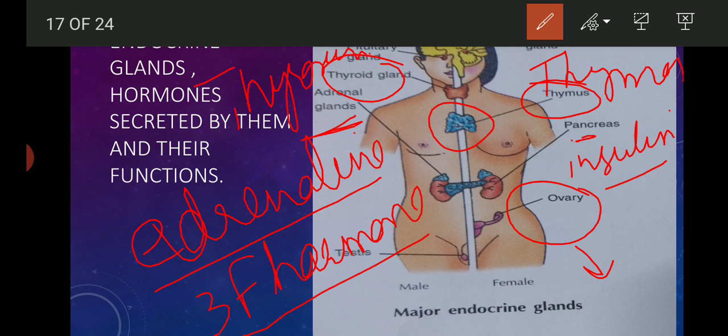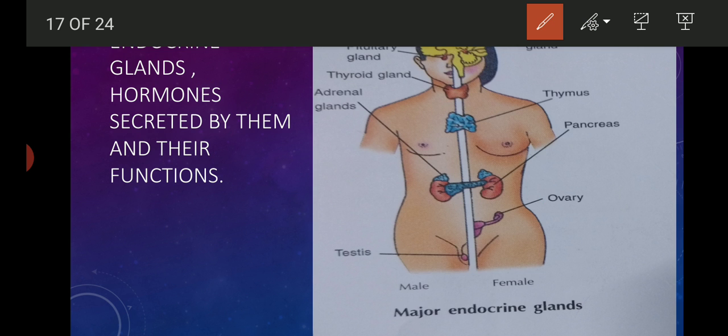And the next one is the testes in males. They are also 2 in number. These are the male genital organs, and they secrete the testosterone hormone. These are generally present outside the body of the male, and their function is the development of secondary sexual characters in males.